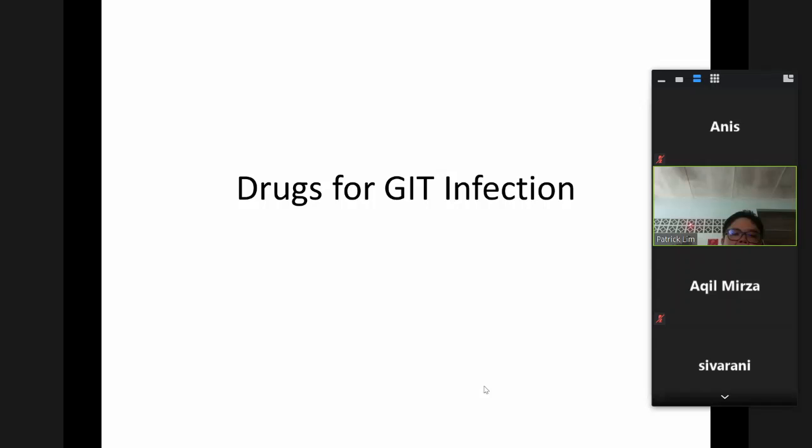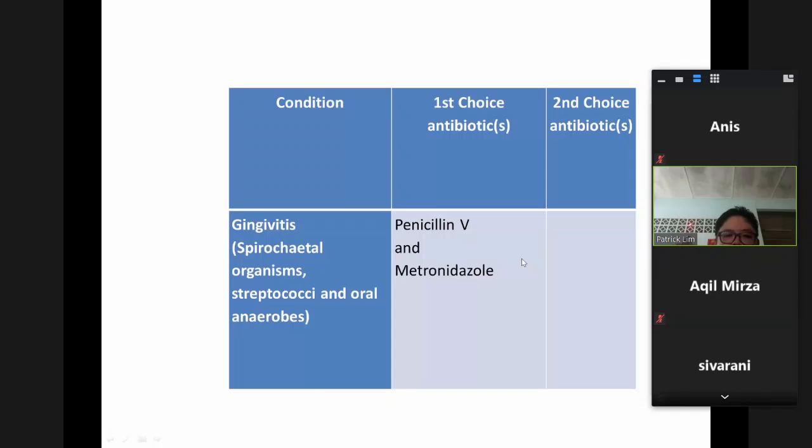Drugs that we give for GIT infection, we will talk more about. Now we'll talk about a few conditions. For example, a patient having gingivitis, whether due to spirochete, streptococci, or oral anaerobes, which is common for those who have teeth problems and need to seek a dentist, we can give penicillin V and metronidazole. I will talk about the action of the drug later on.